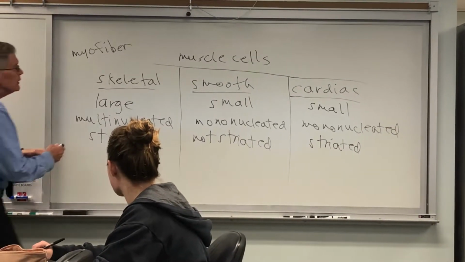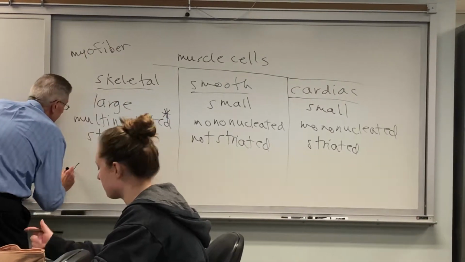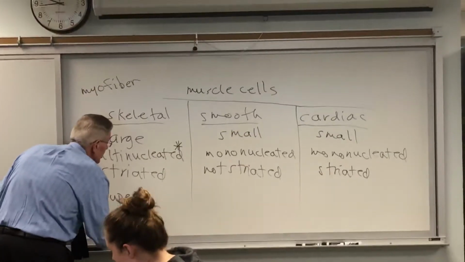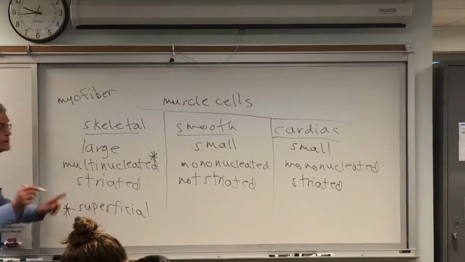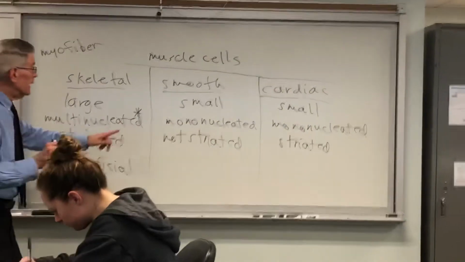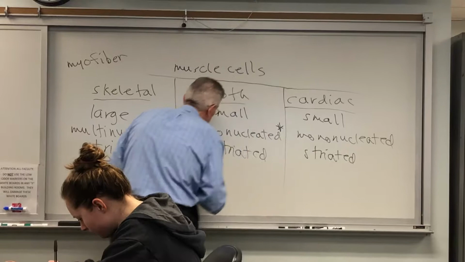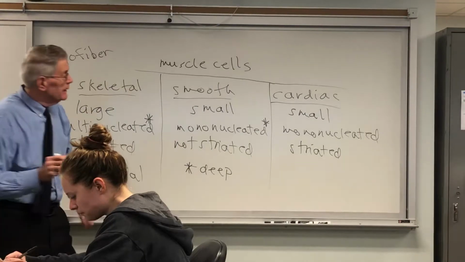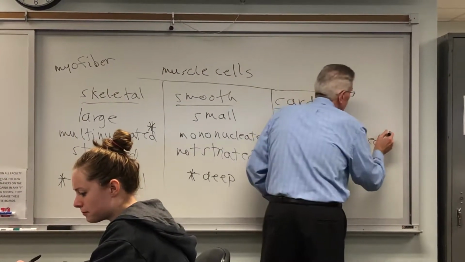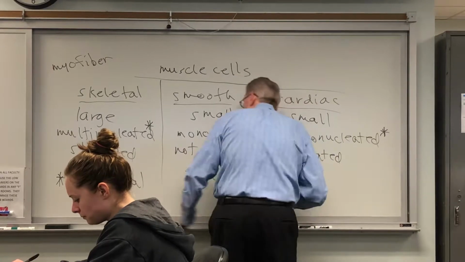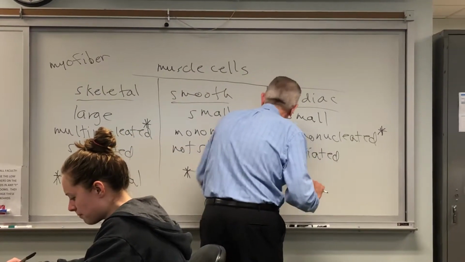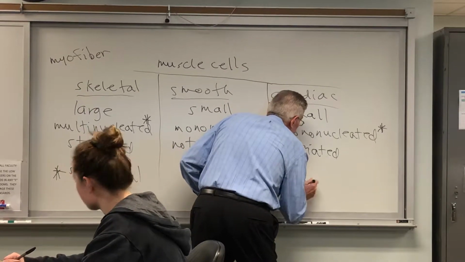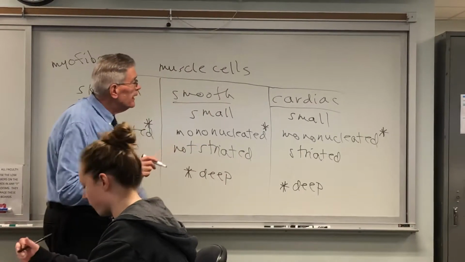Going along with the multinucleated, a little footnote down here. Multinucleated, and those nuclei are very superficial. I'll show you what that means in a moment. Mononucleated, footnote: the single nucleus is located deep within the cytoplasm. And the same for the cardiac, that single nucleus. Let's move this down even farther because I want to put another characteristic down here on this column. Deep location, deep within the cytoplasm.